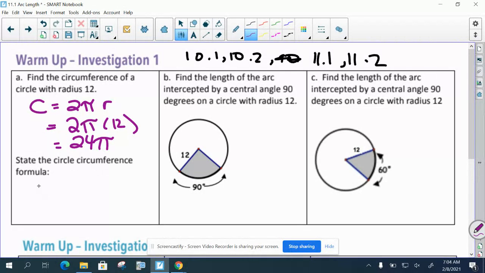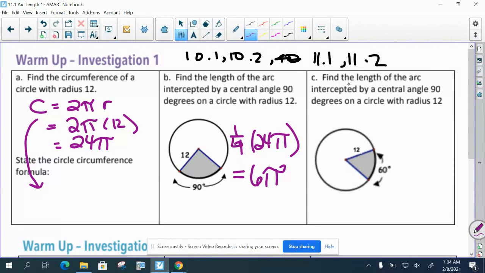And then state the circumference formula. Well, we already did that, so just copy that back down here. Part B, find the length of an arc intercepted by a central angle 90 degrees on a circle with the radius of 12. So it's the same thing, except you're just taking 1/4 of 24 pi, because 90 degrees is 1/4 of the circle. So 1/4 of 24 pi would give you 6 pi. Okay, so that is the arc length of just this arc rather than the entire circle.